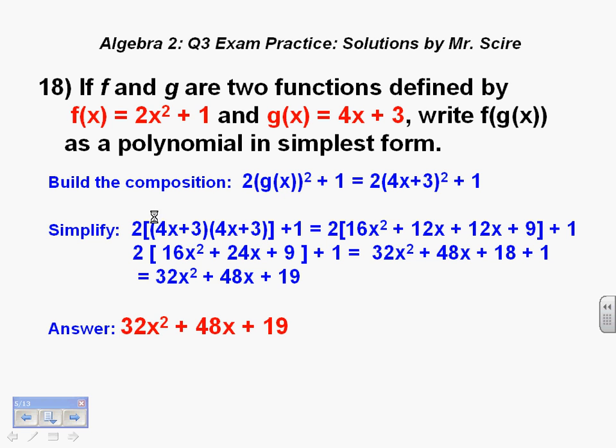Okay, so now we just need to do a little bit of algebra. Squaring means multiplying by itself. So now we're going to distribute 4x plus 3 across 4x plus 3. We're going to get 16x squared plus 12x plus 12x plus 9. And then we're going to combine like terms. So we're going to get 16x squared plus 24x plus 9. Then we're going to multiply through by 2. We'll get 32x squared plus 48x plus 18, and finally the 1. We combine all of that and we get our finished answer, 32x squared plus 48x plus 19. Excellent.